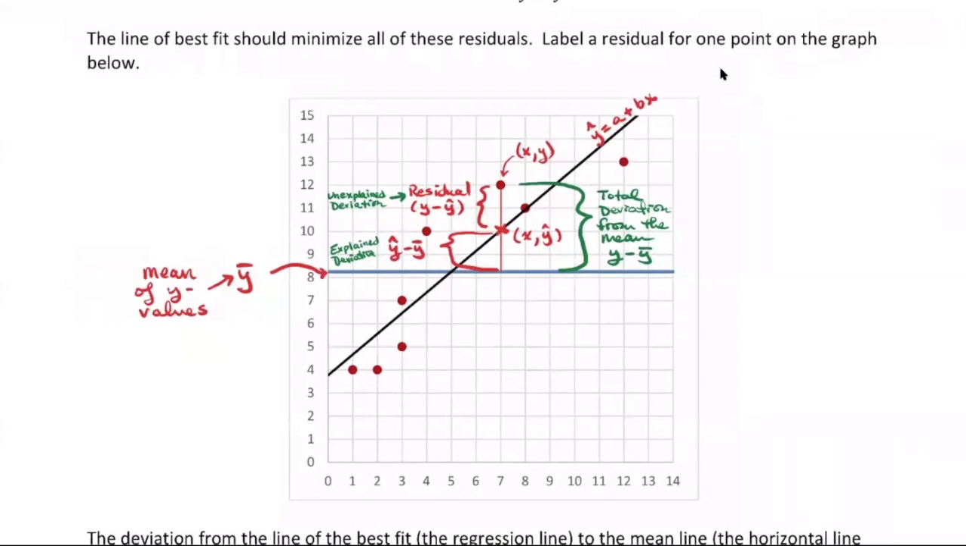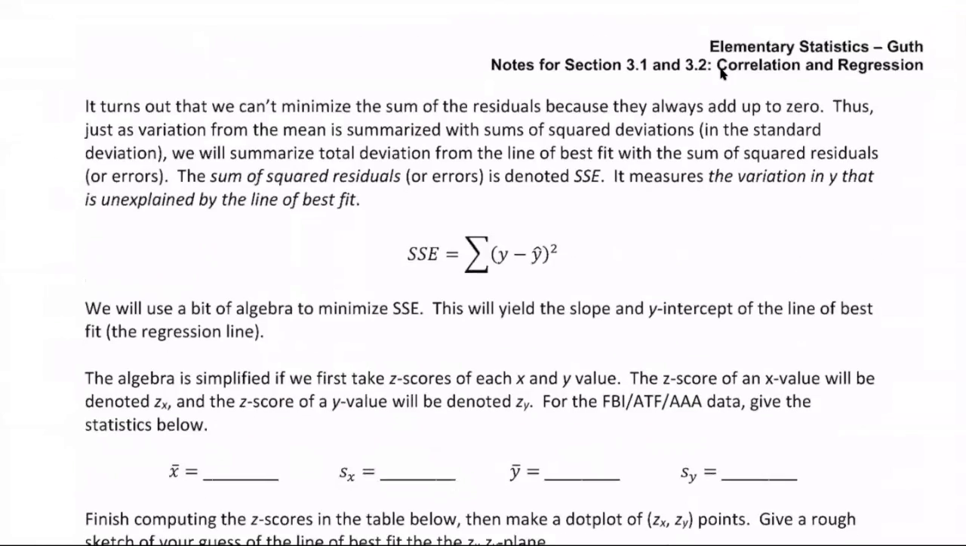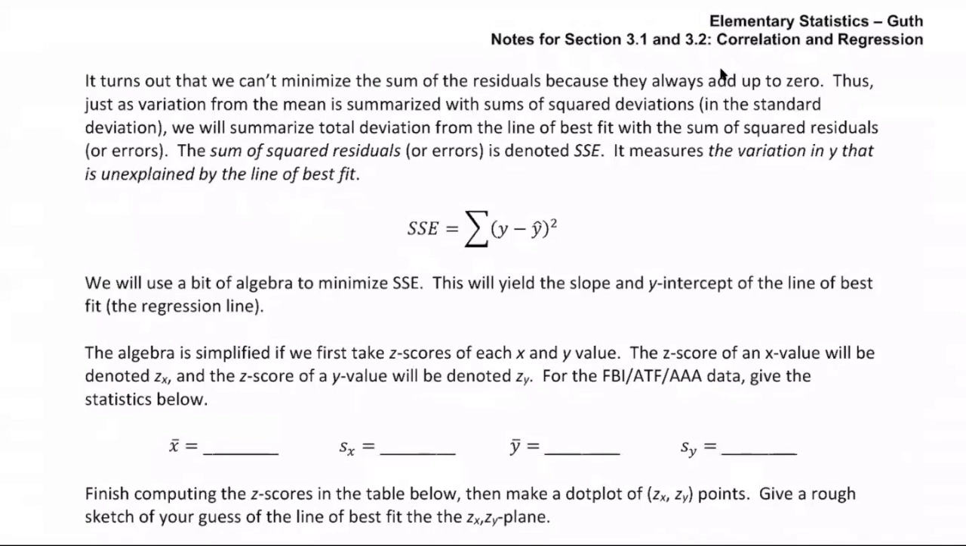And we're not talking about just one point, we're talking about all the points. How do we minimize all the residuals together is the idea. Well, we could add them up, but on this page, it turns out we can't minimize the sum of the residuals because they always add up to 0. It doesn't matter what you do, the residuals always add up to 0. So thus, just as variation from the mean is summarized with squared deviations, that's when you compute a standard deviation. You square the deviations and then average those.